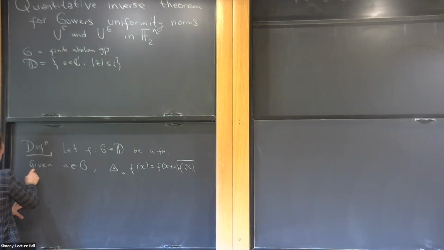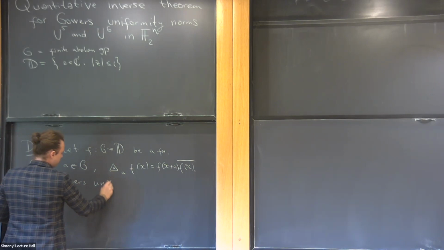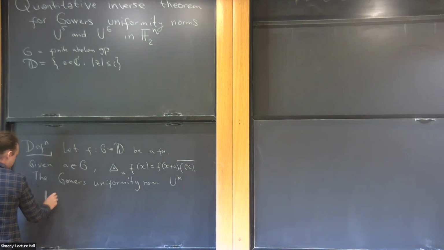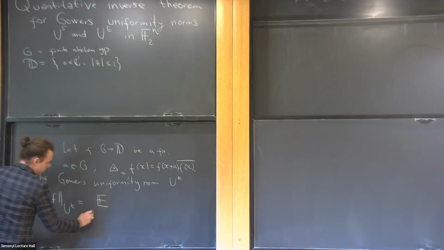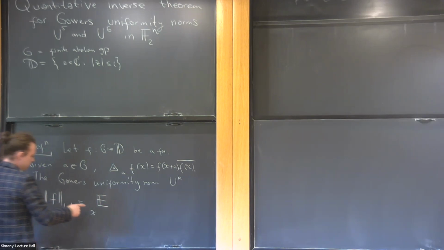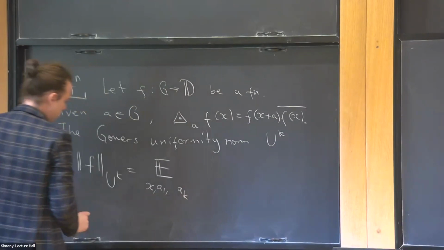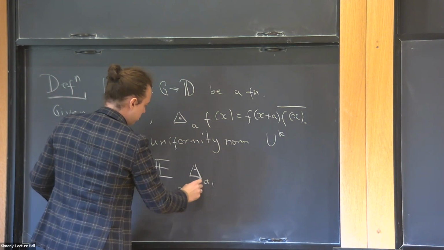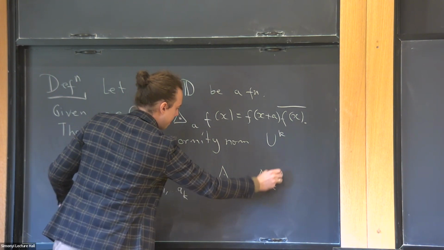The Gowers uniformity norm U^k of a function f is given by the following expression. What you do is you take the average over all elements in your group. Expectation is always taken over the whole group unless I say something different, but I don't think there will be any situations like that today. So we take x, which we think of as a base point, and we take k shifts, and then we apply these multiplicative derivatives k times. You apply it with shift a1, you apply it with shift a2, all the way to ak, and you evaluate f at x.